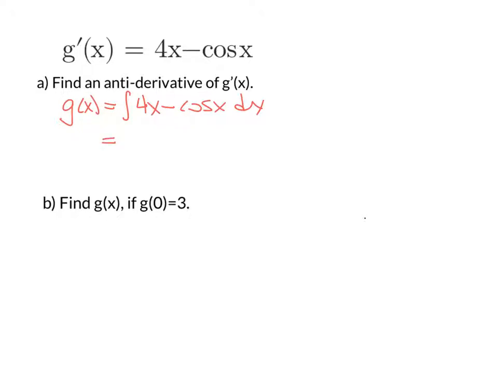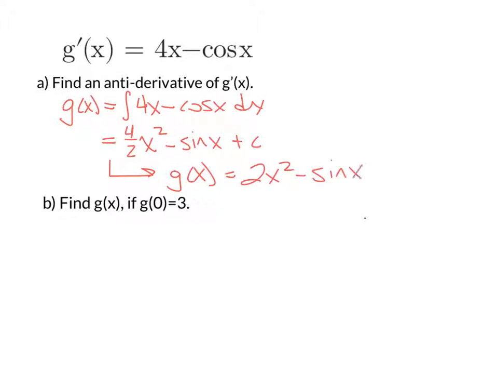And for the integral, we would increase the power by 1 and take the coefficient, dividing it by the new power. For cosine, we think that, well, the derivative of sine is cosine, so minus sine. And we're always including our constant of integration. That means that any g of x is going to be 2x squared minus sine of x, and we could include any constant we want.